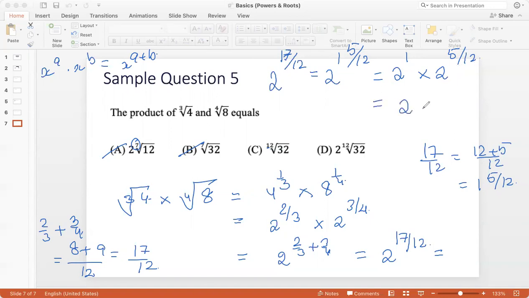So this is 2 to the power 1, which is 2, and this is 12th root of 2 to the power 5, which is 2 times 12th root of 32, because 2 to the power 5 is 32. And so we notice that between C and D, D is the right answer, 2 times 12th root of 32. So this was an interesting question and also relevant because in recent SAT tests, we have seen questions involving fractional exponents. So you need to be able to modify such expressions to get to the answer.